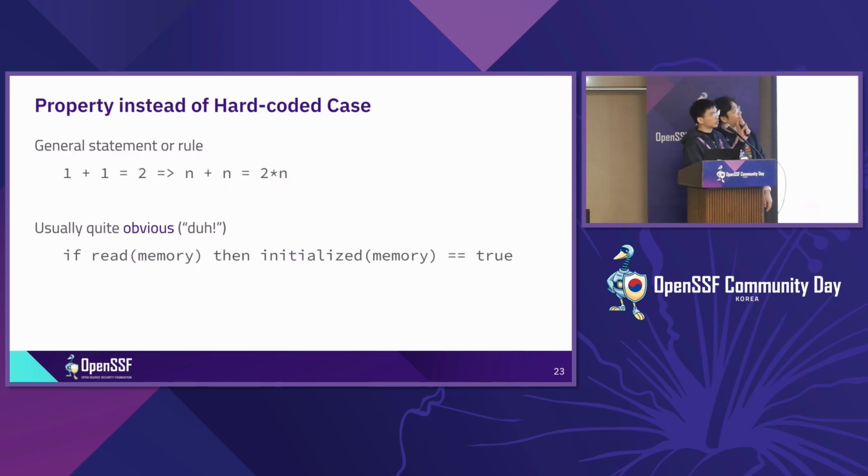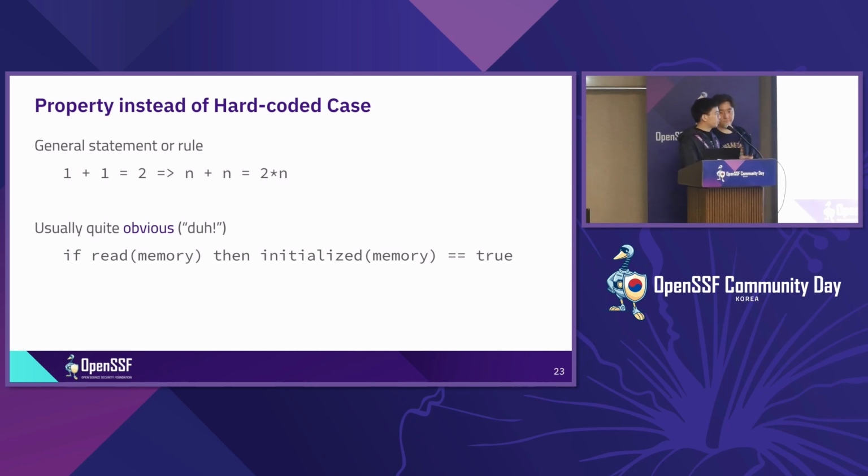Before, I said you test for a property instead of a hard-coded case. A property is just a vague way to say that you check for some general rule. For example, you have a test that checks 1 + 1 = 2. You can come up with a more general statement that says, check that n + n = 2n. And it's usually quite obvious after the fact.